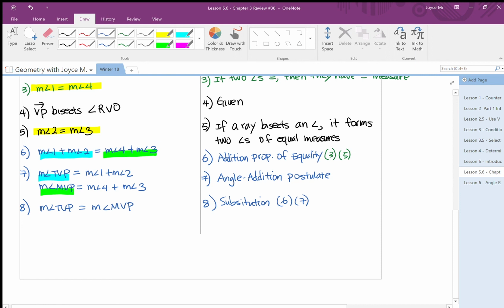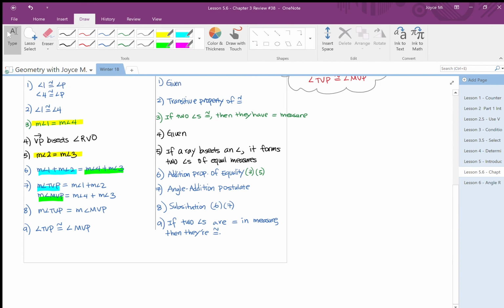Okay. Now, number 9, I need to show angle TVP is congruent to angle MVP. They have the same measure already. Therefore, I can say they are congruent. So angle TVP is congruent to angle MVP. Okay, number 9, say if two angles have the same measure, then they are congruent. So if two angles are equal in measure, then they are congruent. Okay, and this completes the proof. Let me zoom in so you see the whole proof.